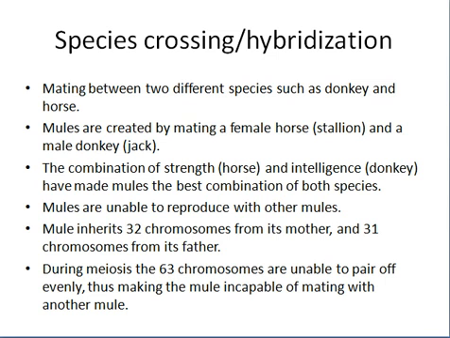But mules are unable to reproduce with other mules because mules get 32 chromosomes from their mother and 31 from their father. So during meiosis, the 63 chromosomes are unable to pair off evenly, thus making the mule incapable of mating with another mule. So mules are infertile. Every time you want a mule, you need to breed a horse with a donkey. So these are a few breeding systems which we usually use in animal breeding.